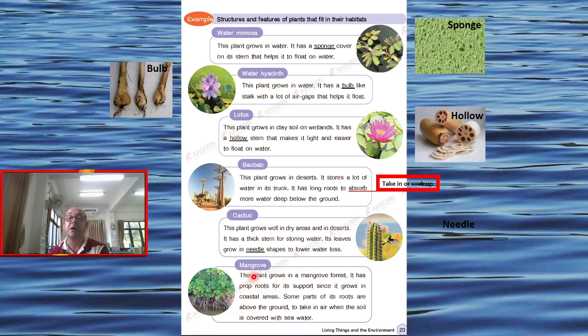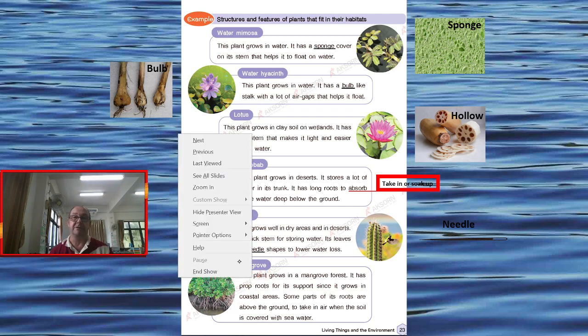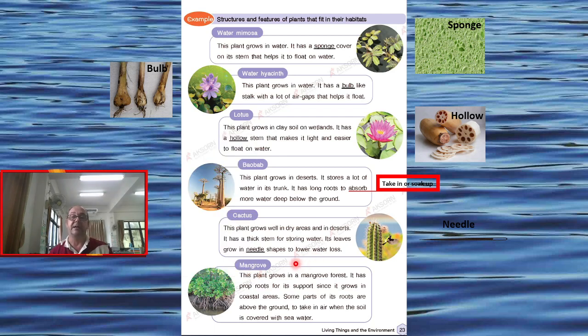Anyway, the last one, the mangrove. We have mangrove forests here in Thailand, don't we? I'm guessing you have been to mangrove forests. I have been to one, I know that. So let's read about the mangrove.